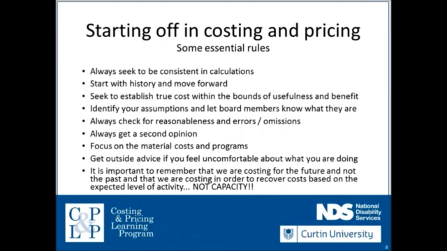But remember, it's always important to be consistent in your calculations. Comparing one iteration of costing and pricing to the next is only possible if you're actually consistent in your definitions and in your expectations. Secondly, always start with history and move forward. In accounting terms, there's no better predictor of costs or activity than what you've already done.